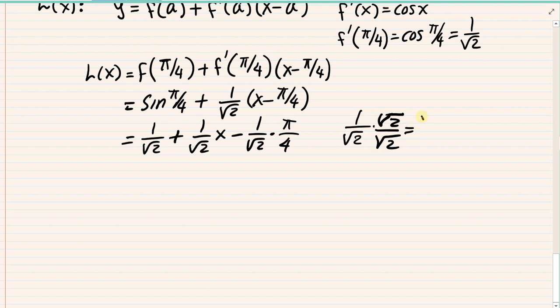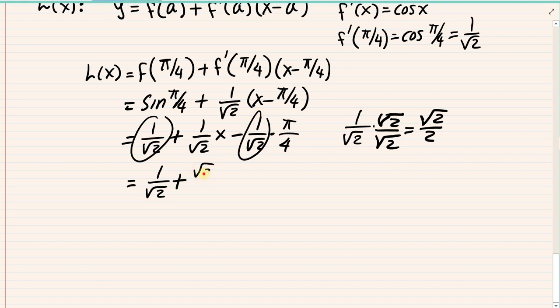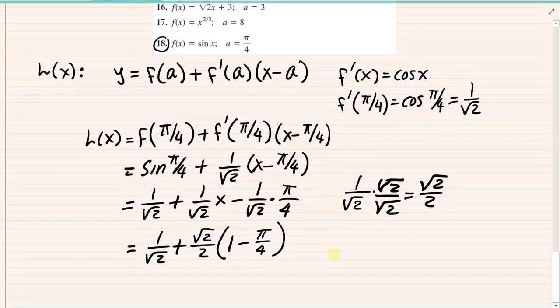So that's going to be root 2 over 2. And this is equal to 1 over root 2x. And then we can actually factor out here and here. We can factor root 2 over 2. That's 1 over root 2. That makes it 1 minus pi over 4. And we're good with this one. That exercise is done. Exercise number 18.